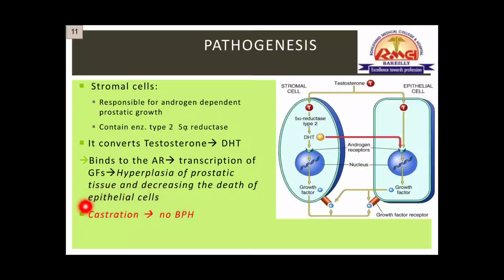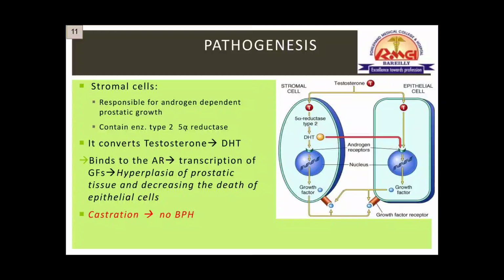And there is an interesting observation that if a male is castrated, either the testis is surgically removed or it is removed medically by the use of certain drugs, then that male does not develop BPH, because he will have no androgens and no testosterone, so it will not lead to increased growth of the prostatic gland. So this is the pathogenesis of benign prostatic hyperplasia.